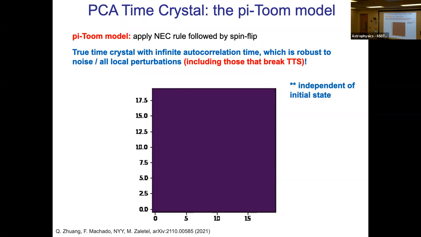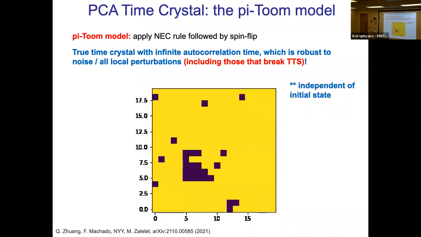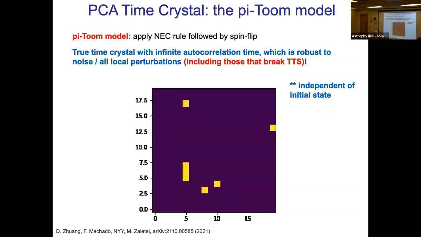Okay? And I claim that, because it's true, the Pi-2 model, which is the model where I apply Toom's rule in 2D, followed by a spin flip, but I now have stochastic error, so it's a probabilistic cellular automaton, will still look like a time crystal. And that's true. You'll find that you flip, and errors form, but the errors are corrected. Eventually, on average, you get a finite expectation value for the magnetization, and that expectation value flips every single time. So this is an example of a time crystal that's stable to biased noise, works for any initial state in two dimensions, in a PCA, a probabilistic cellular automaton.